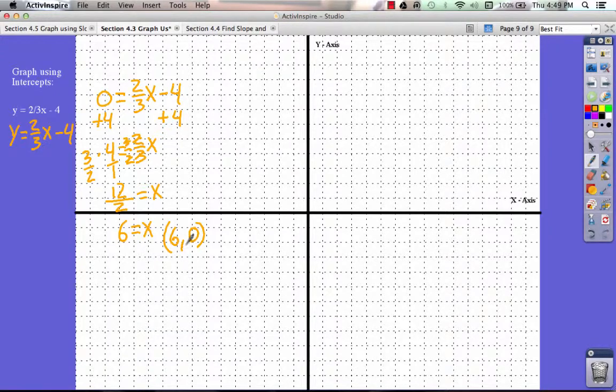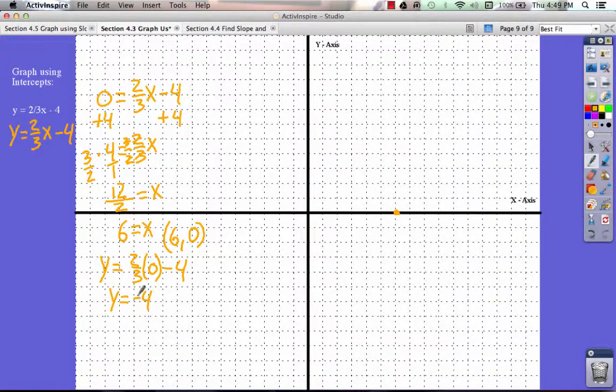Now we go to step 2 and actually plot this on the graph. So (6, 0): 1, 2, 3, 4, 5, 6. Remember to start at the origin. Now we're going on to step 3, which is to plug 0 in for x, solve for y. So we get y equals 2/3 times 0 minus 4. 2/3 times 0 is just 0, so y equals negative 4.